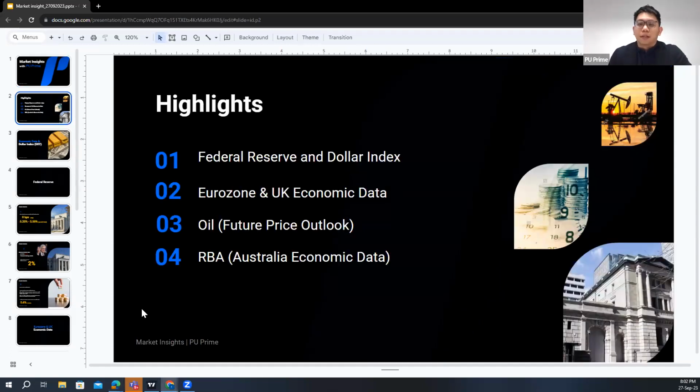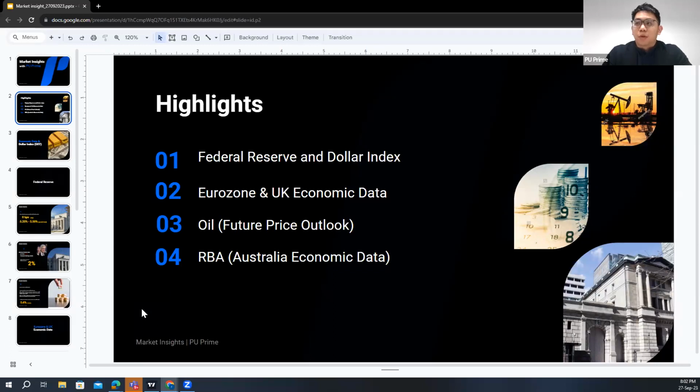And these are the topics that we're going to cover today, namely the Federal Reserve and the dollar index. And we all know that the dollar has an impact on more than 80% of the entire forex market. So definitely the Federal Reserve and the dollar index are very important, and we want to know more about it. Moving on, we will discuss the Eurozone and UK economic data, and then of course the impact on the euro and pound sterling, respectively.